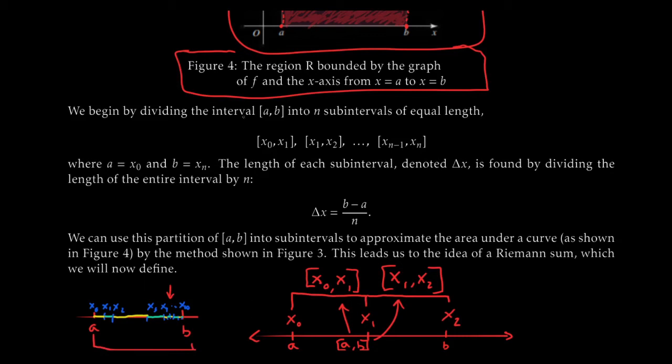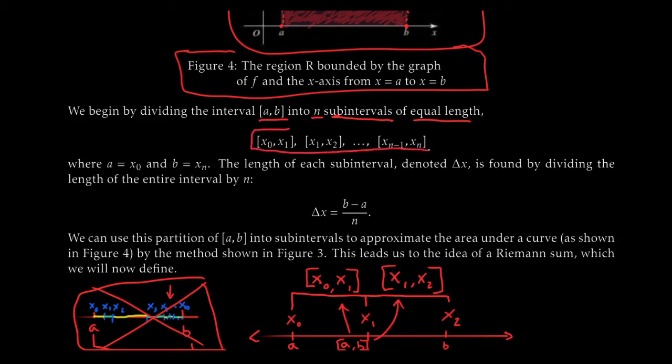Okay, so we're going to divide the interval AB into n subintervals, small intervals contained within it that make up the whole thing. And for now, let's not deal with the situation where we have unequal length intervals. Let's just talk about the situation where you have equal length intervals. So n intervals of equal length.